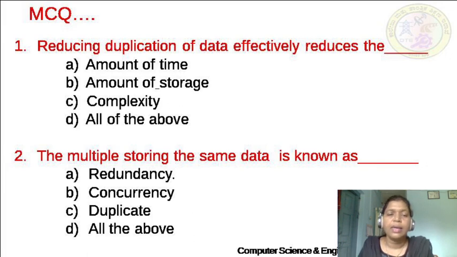Okay. Next, multiple storing of the same data. That is, if I store the same data multiple number of times, which is the term? Concurrency, duplicate, all the above. Which is the answer? Answer is redundancy, right? Because see here, duplicate, you may get confused. Even duplicate can be answered. But you use the appropriate term related to DBMS. What is that? Redundancy. Redundancy means multiple storage of the same data.